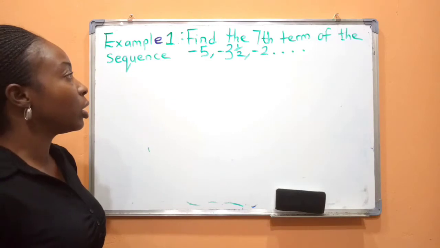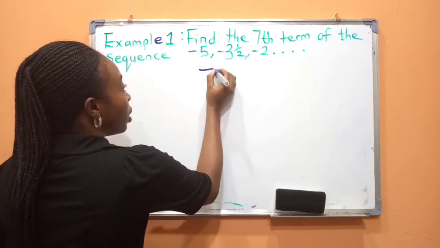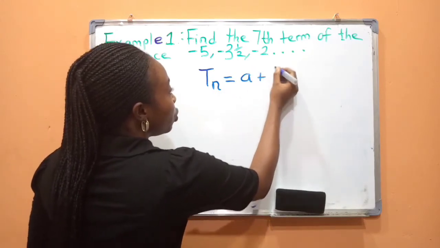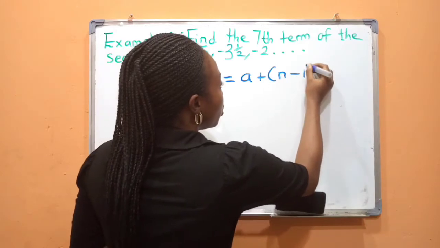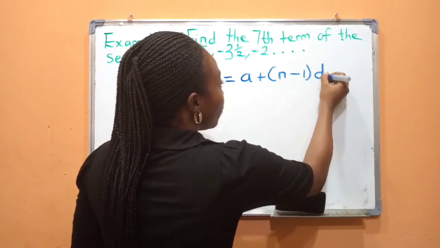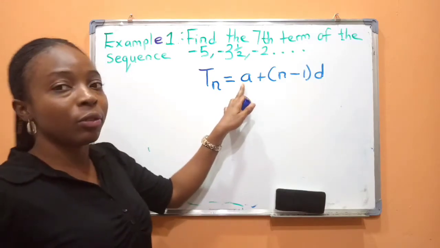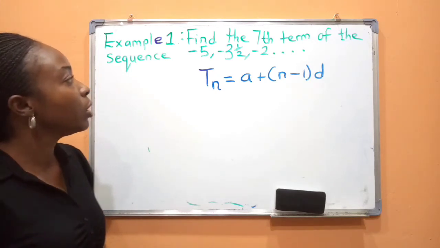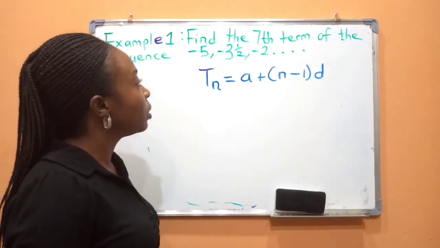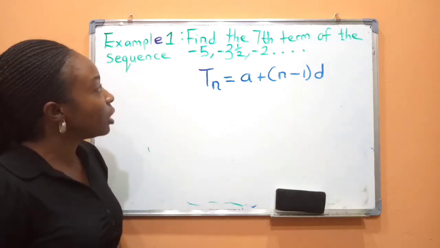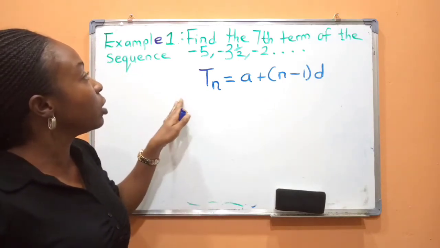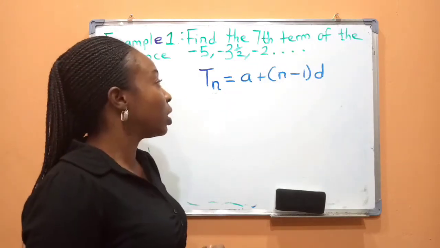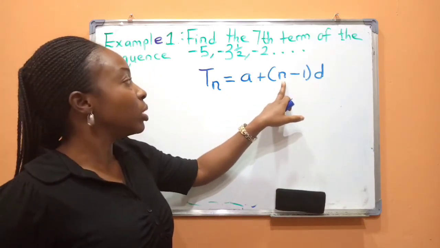So what we are going to use here is the general formula for finding an nth term, which is Tn equals a plus, open the bracket, n minus 1, close the bracket, then d. So we know that a refers to the first term, and we are given the first term in the question, which is minus 5. And for the number of terms, they already told us what they want us to find. They say find the seventh term. So we already have the number of terms here, which is 7.